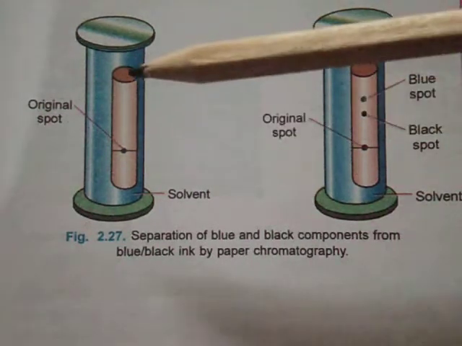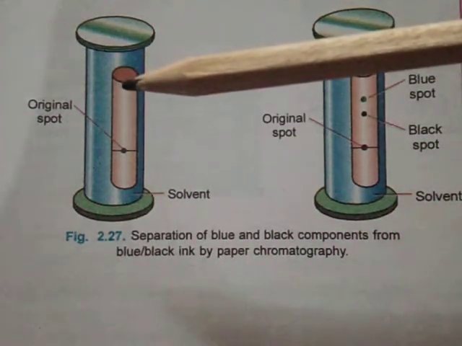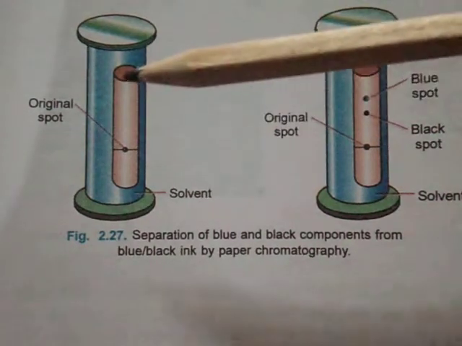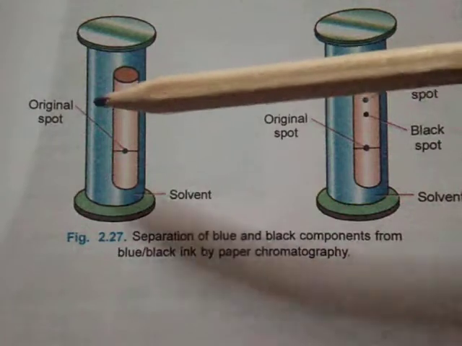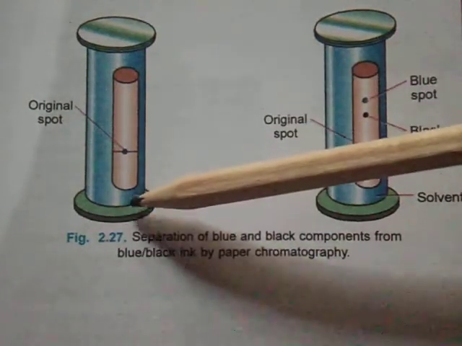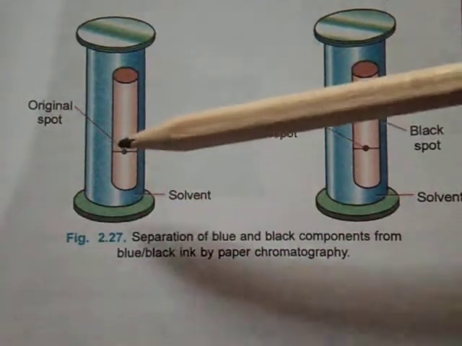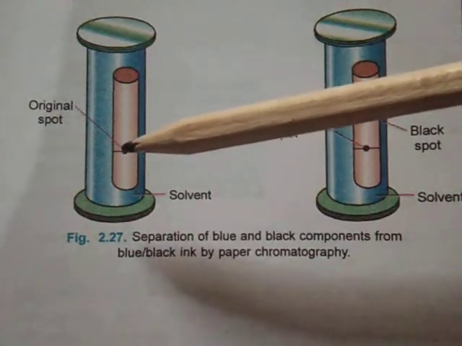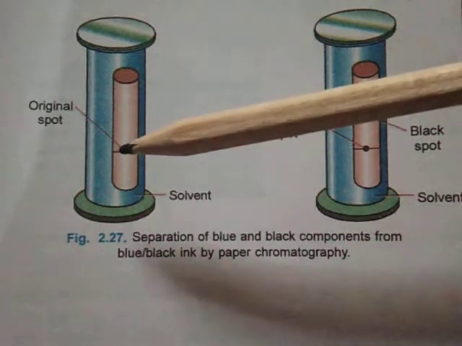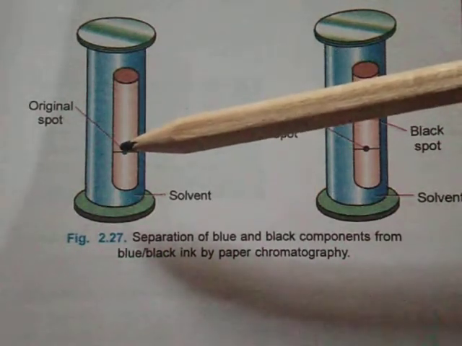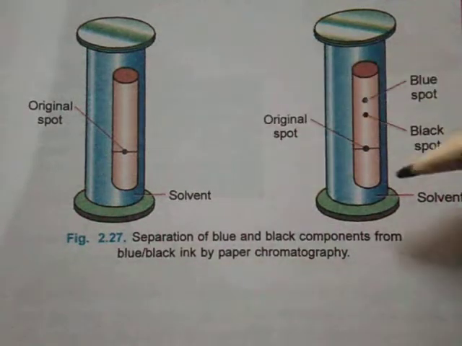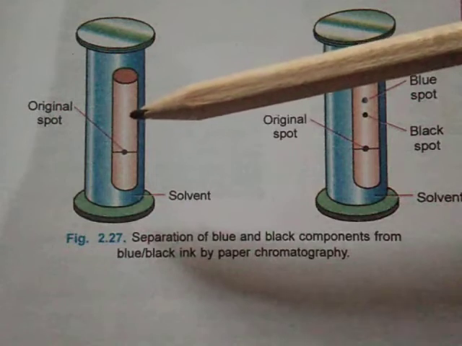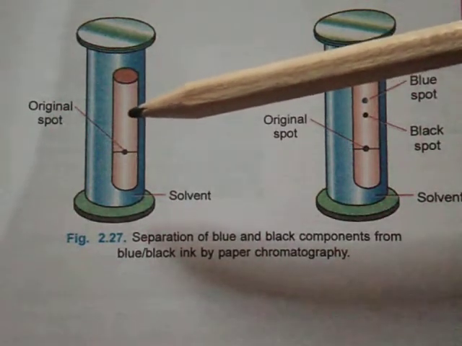Now, suspend the strip in a jar that has a small amount of water. This is a jar filled with water. So that the end of the strip that has been marked dips in the water to the length of 1 cm. Allow the strip to stand undisturbed in the jar for about half an hour.